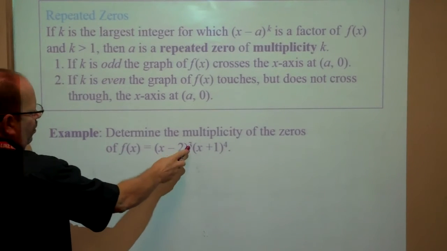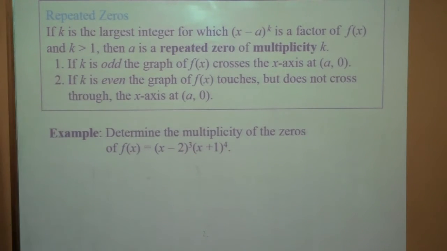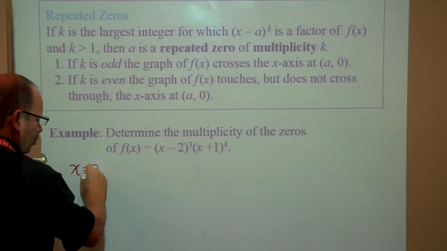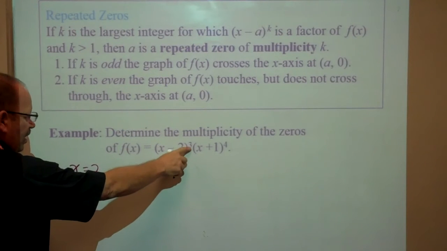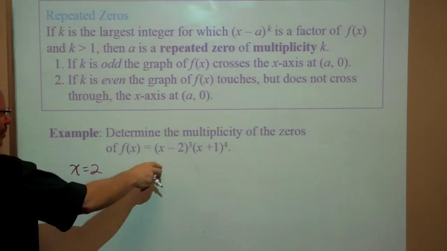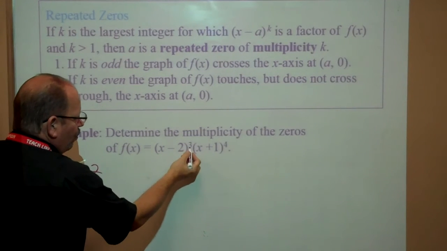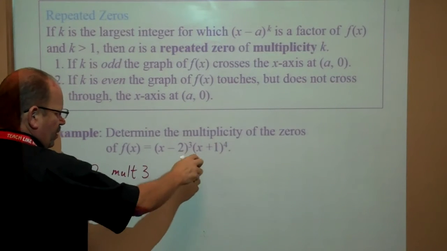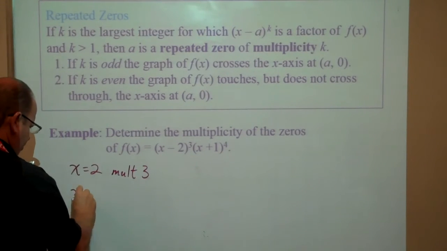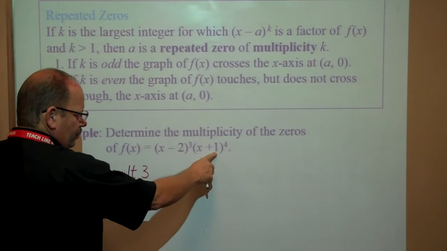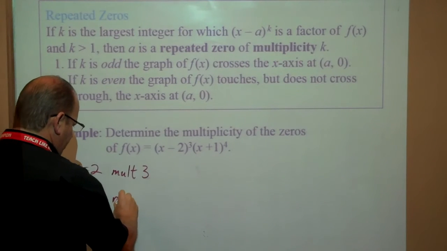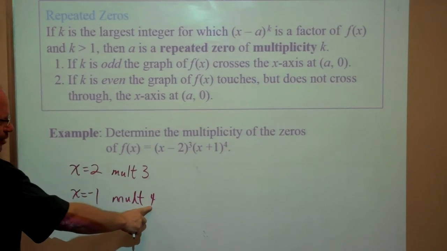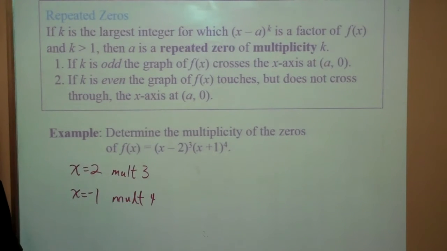(x minus 2) to the third, (x plus 1) to the fourth. It's going to cross when x equals 2, because this is a zero with multiplicity 3. And here's a zero at x equals negative 1 with multiplicity 4. And so it's not going to cross the axis, it's just going to touch there.